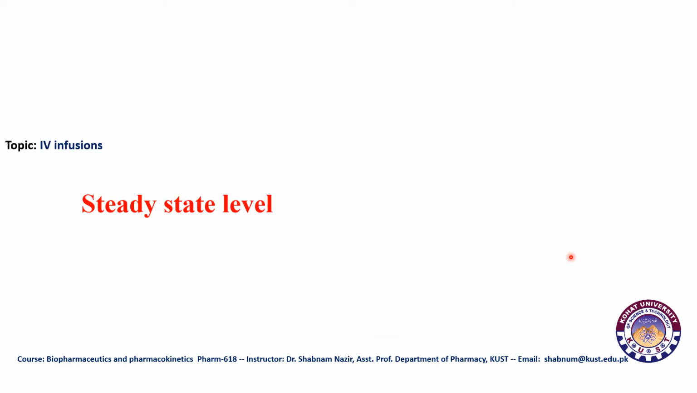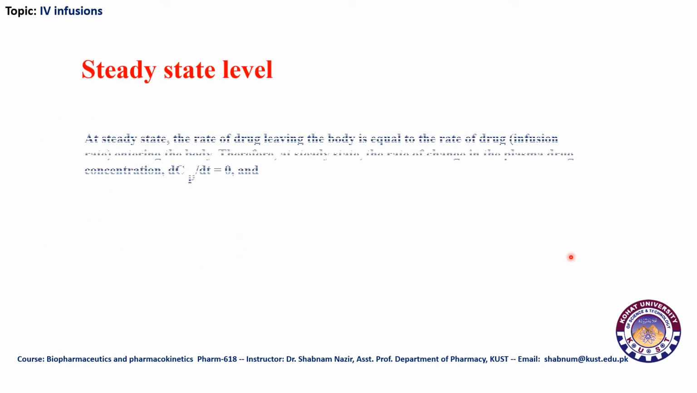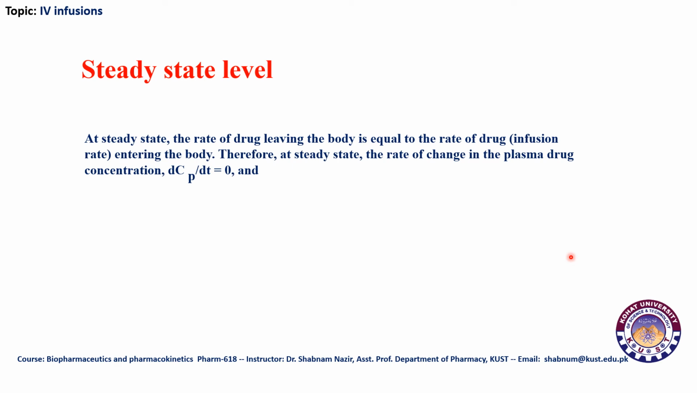So steady state level. What is steady state level? At steady state, the rate of drug leaving the body is equal to the rate of drug infusion entering the body. Therefore, at steady state, the rate of change in the plasma drug concentration, here it is, d means the change, C is the concentration, p shows the plasma. So the change in the plasma concentration per unit time is zero.